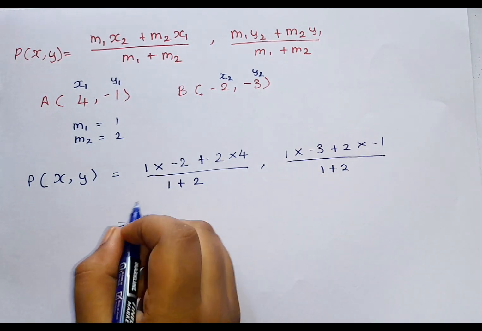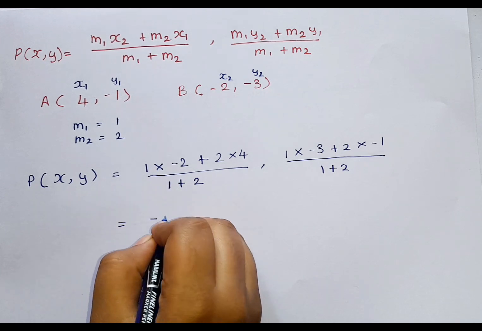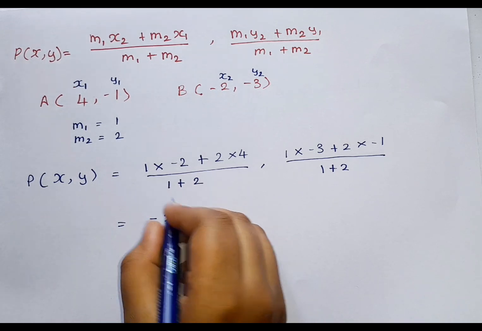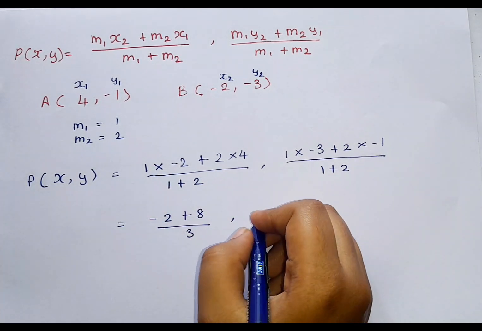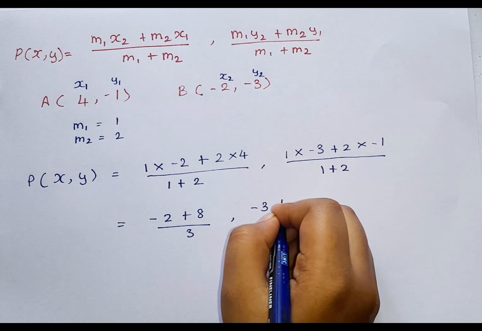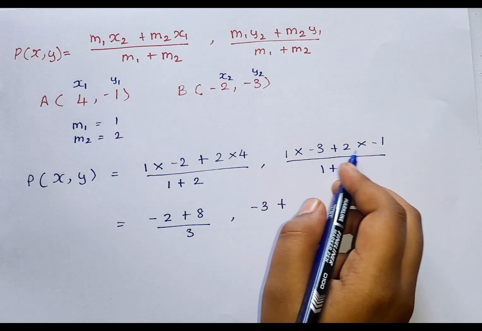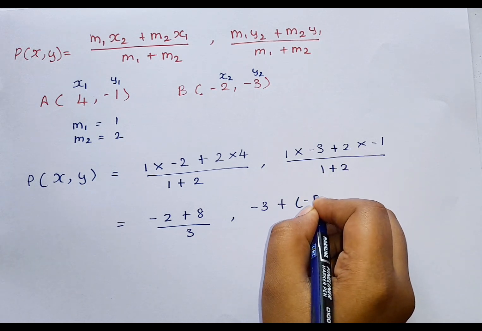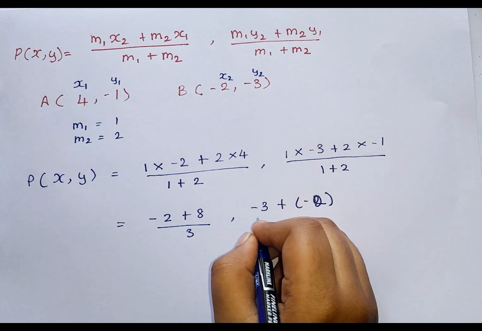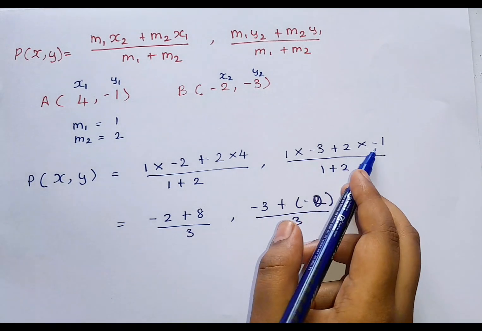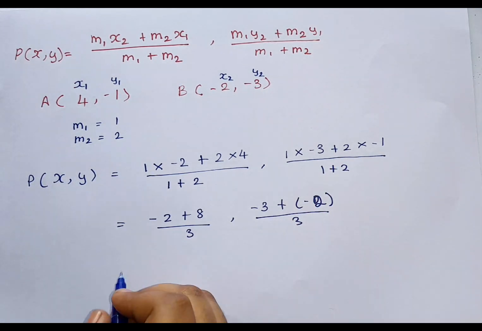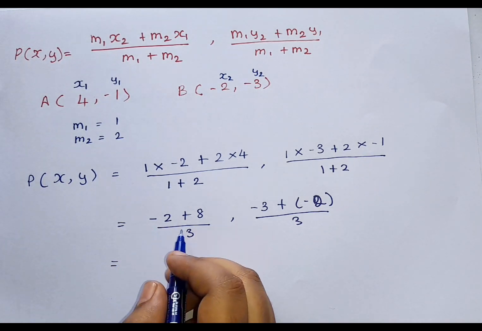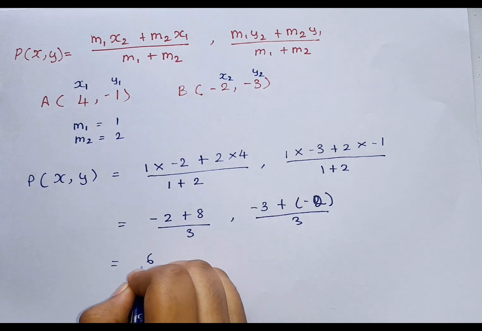So now let us solve it. 1 into -2 is -2 and 4 2s are 8. So -2 plus 8, divided by 2 plus 1 is 3, comma, 1 into -3 is -3 and then plus 1 into -1 into 2 is -2, and then divided by 3. See, -1 into 2 is -2. So don't get confused. Plus and minus is minus. So 8 minus 2 is 6 divided by 3.